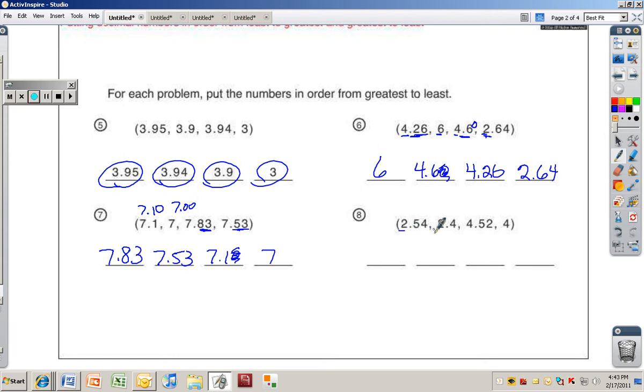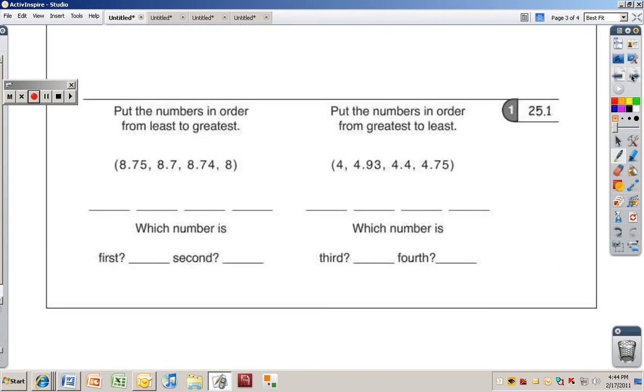Here we have a 2, a 2, a 4, and a 4. So the largest number is going to be either 4.52 or 4. 4 is the same thing as 4.00. So 4.52 is bigger than 4.00. We've already done these two. Now we have 2.54 and 2.4. Let's make that 2.40. 40 and 54, which one's bigger? Well, obviously 2.54, and the smallest one is 2.4 or 2.40.